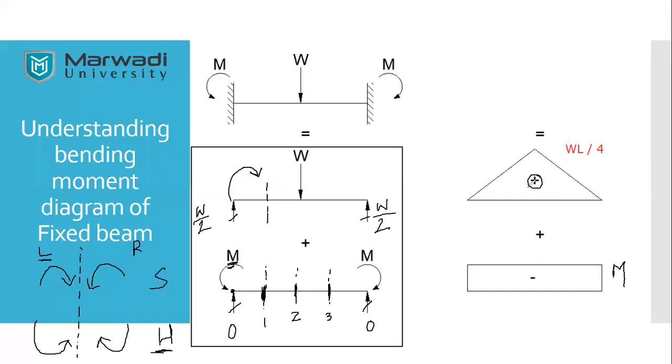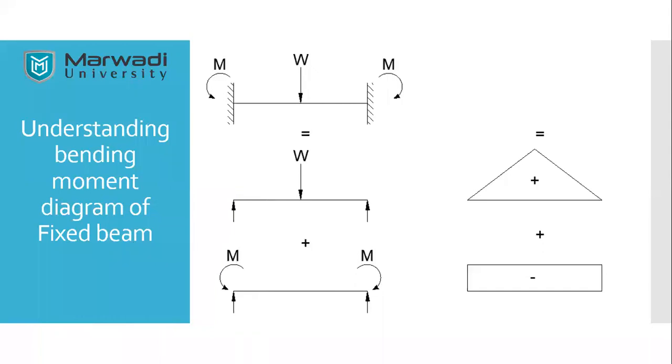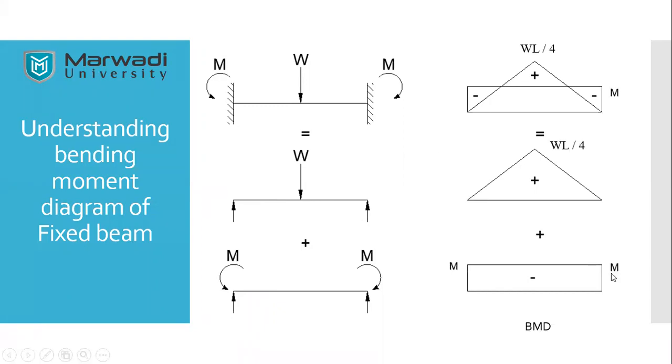Is that clear? This is how I am drawing two different bending moment diagrams of the determinate structure, which I am already familiar with. Once I have done this, the next step is quite simple. I will simply superimpose both the diagrams, and I will get the final bending moment diagram of this particular beam. How will I do that? Again, it's quite simple. Yes, this is how I will do it. With the values, this will be M, this will be WL by 4, this will be WL by 4, and this is going to be M.